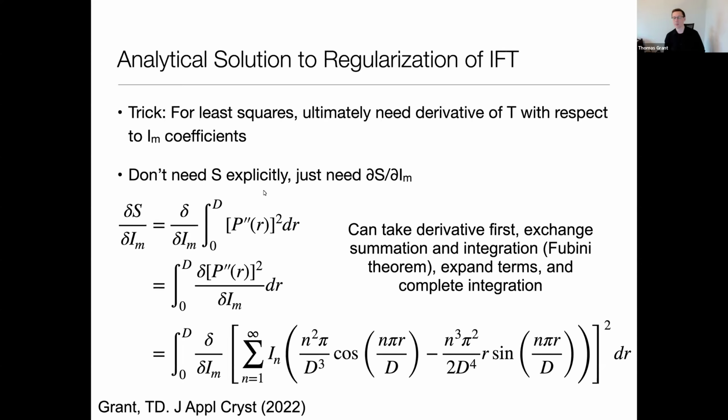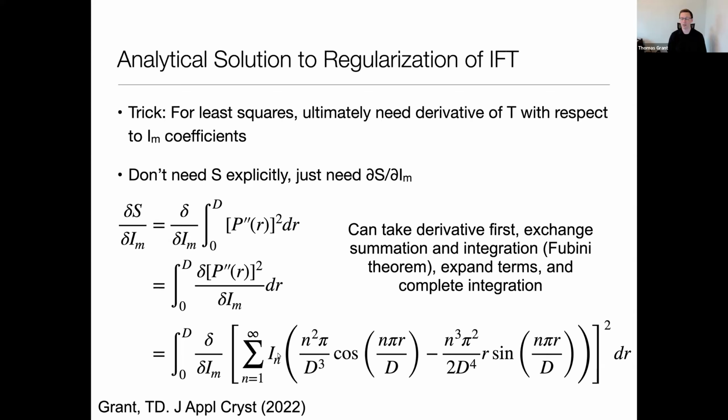So we don't need s explicitly because of that. We just need the derivative of s with respect to Im. And this allows us to get around this problem of not being able to solve this integral that we saw in the last slide. So if we take the derivative of s with respect to the coefficients, we can bring that differentiation inside the integral. And we can actually take the derivative first with respect to Im rather than trying to integrate first.